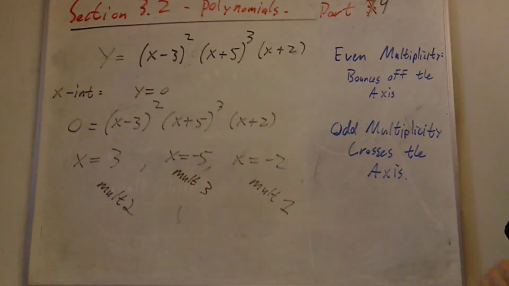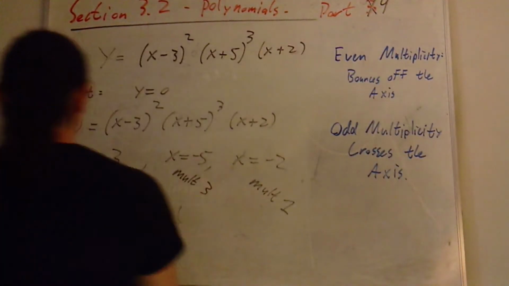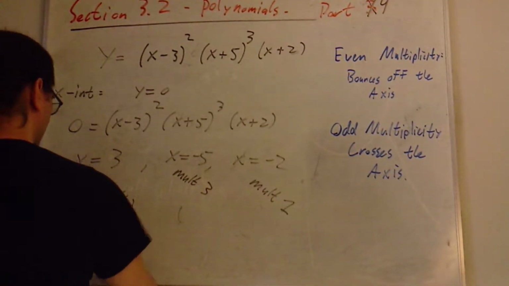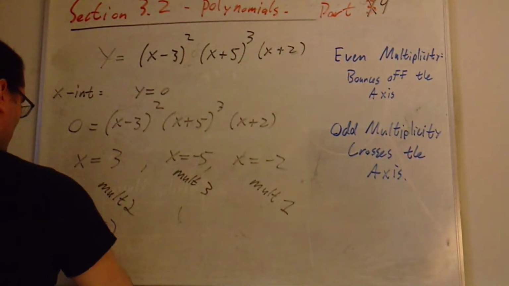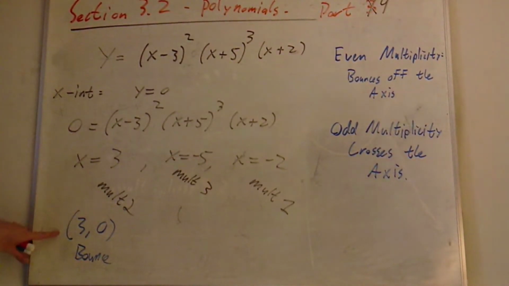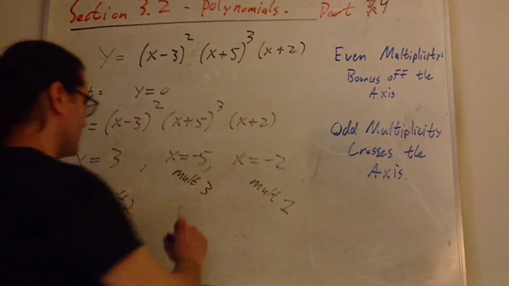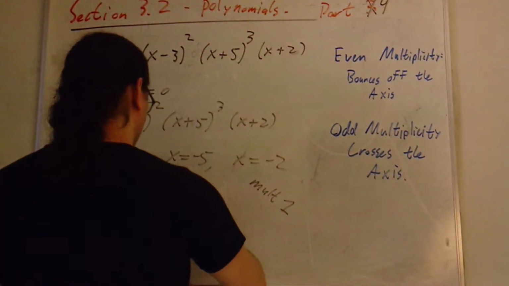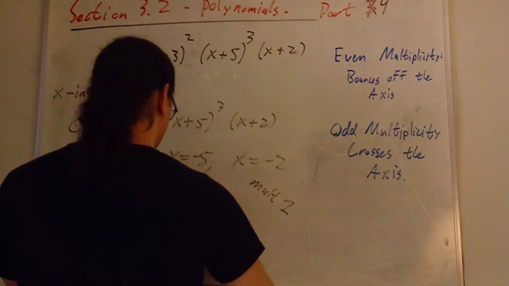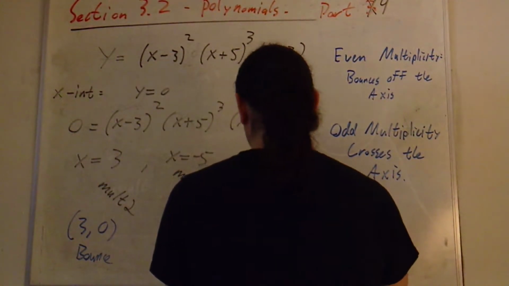So at this intercept, this 3, 0 intercept, it's going to bounce because the multiplicity is even. At this one, it's going to cross at negative 5, 0. And at negative 2, 0, it's going to cross.